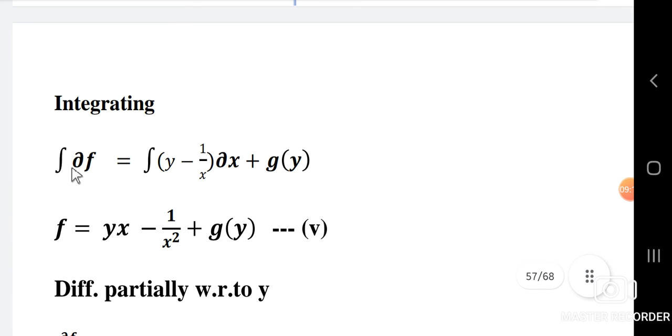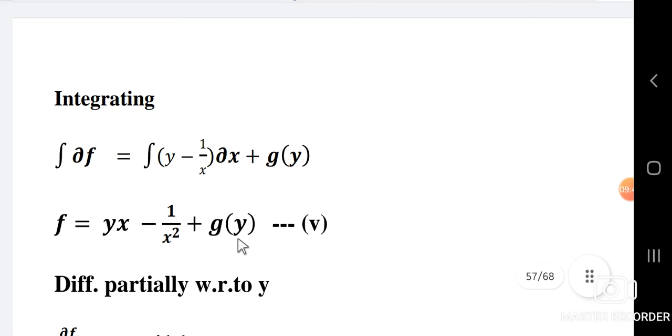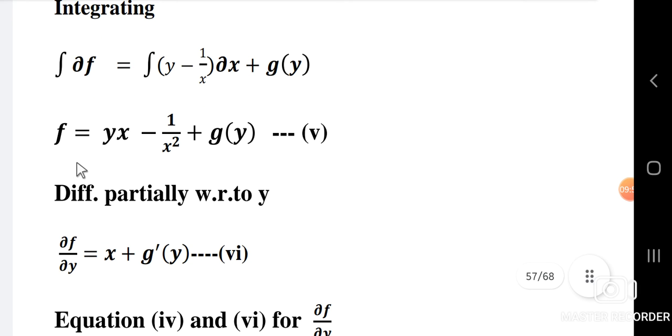So let's continue. Integration of dou f becomes f, and integration of y minus 1 by x with respect to x: when you integrate with respect to x, y becomes a constant, so you write y as it is. Integration of y dou x becomes yx only, minus integration of 1 by x, it will be 1 by x square, plus g of y as it is. Now we got f here, but we have g of y here, so we need to find g of y also.